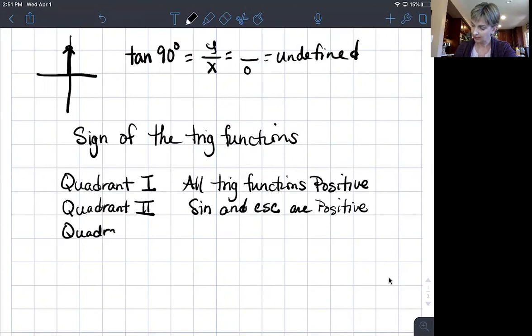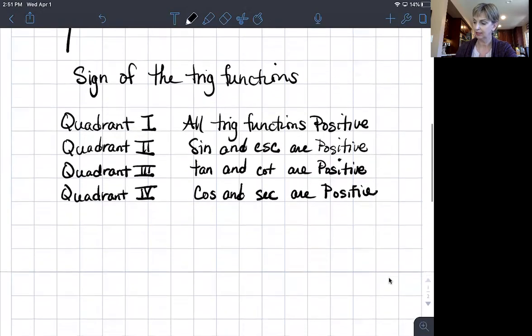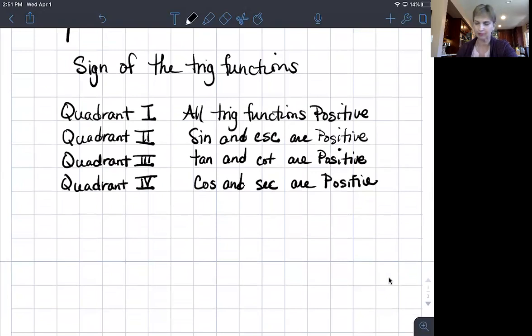In quadrant 3, tangent and cotangent, so tangent and its reciprocal, are positive. Everything else is negative. And for quadrant 4, cosine and secant are positive. Everything else is negative. Now, to help us remember that, like how do you remember that, right?